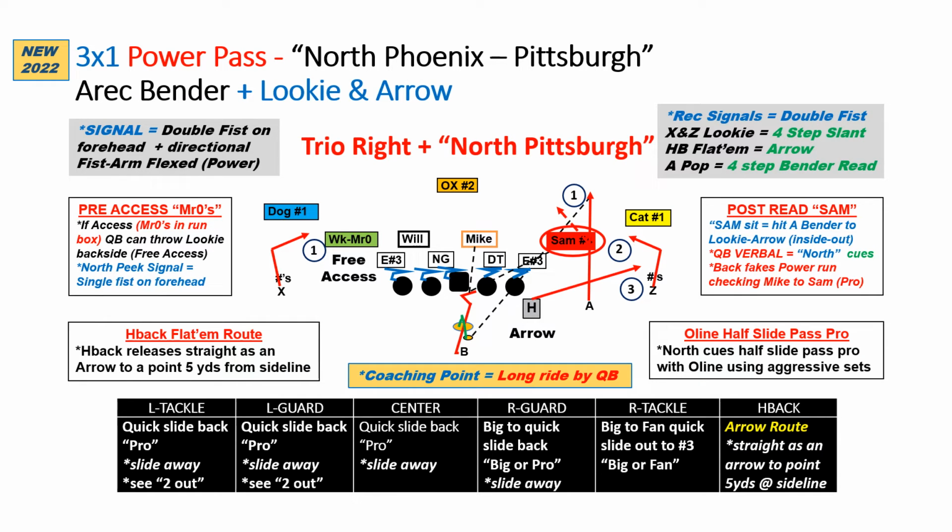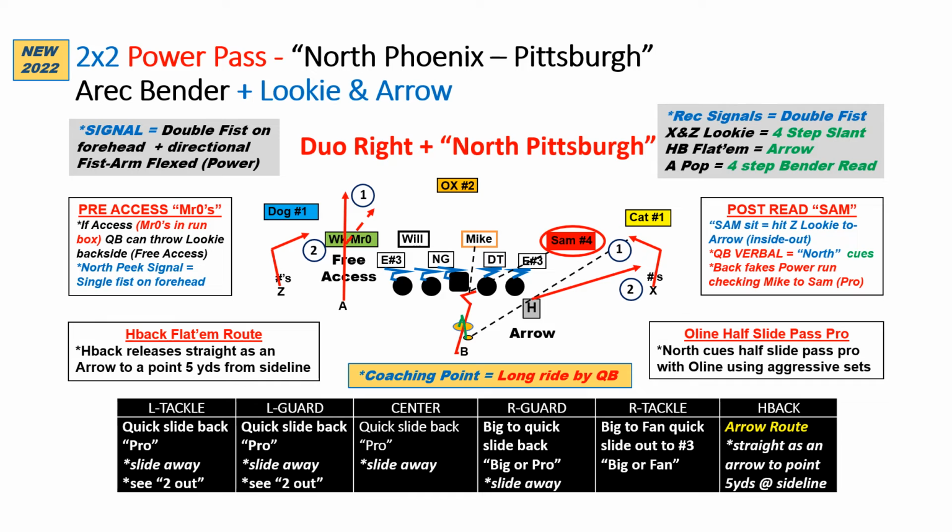Next with the power pass is we're going to flat them with the H-back. Now all we do is have the A receiver run the bender read, the Z and the X still run their four-step lookies, and the H now is going to go to the flats running an arrow. Quarterback read progression is exactly the same. Long ride mesh with the running back on power. It's going to look inside out, reading the Sam backer. If he has free access, he can come back to the X. O-line still using half-man slide along with the back. And again, the back's key is to get up into the line of scrimmage, checking the Mike to the Sam.